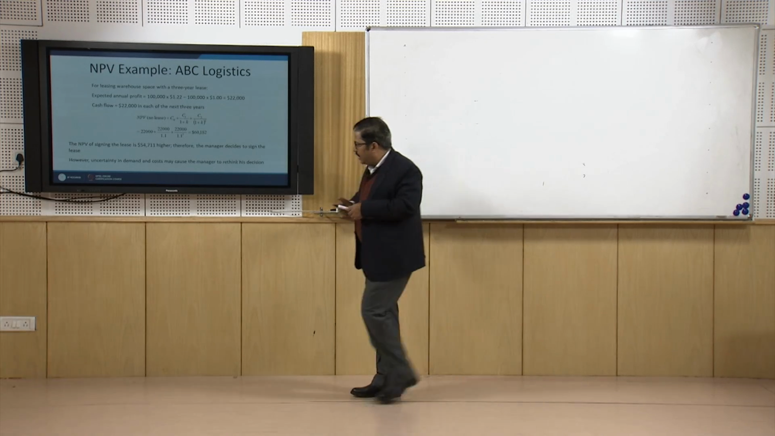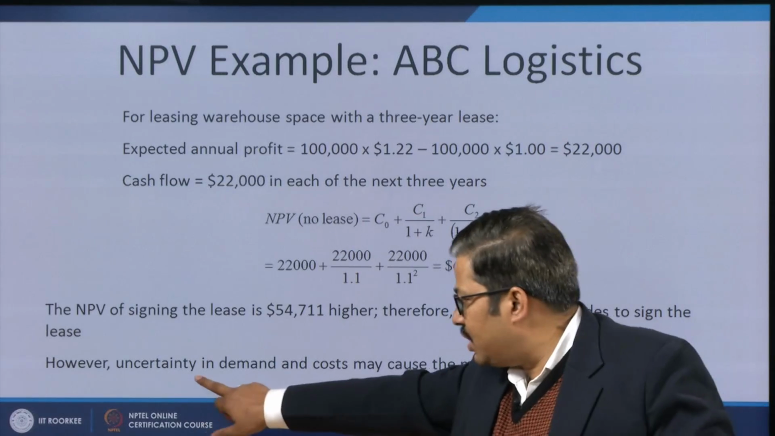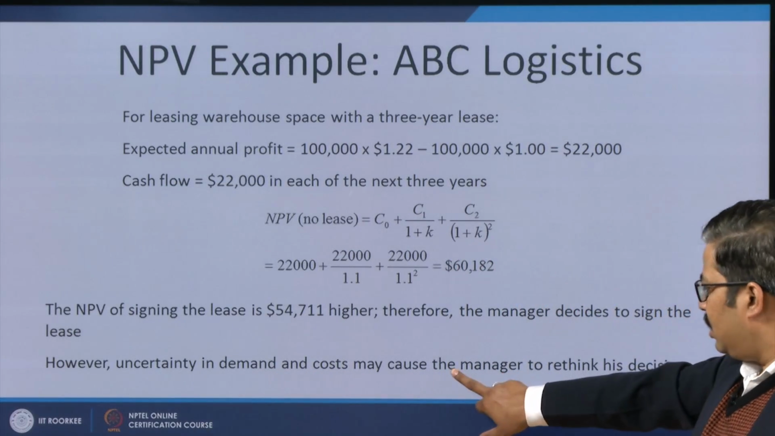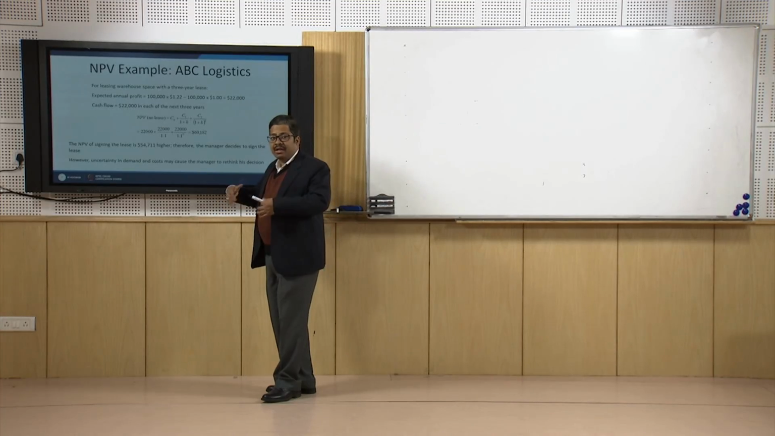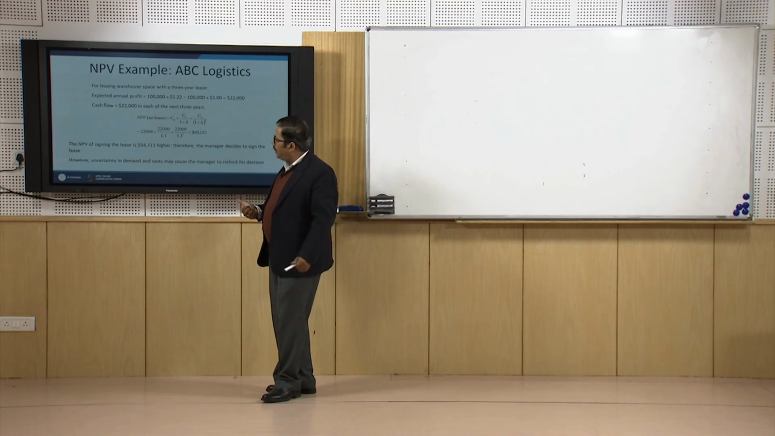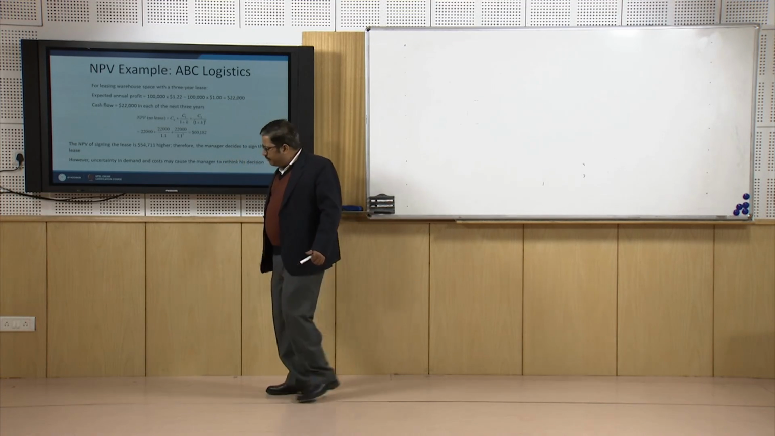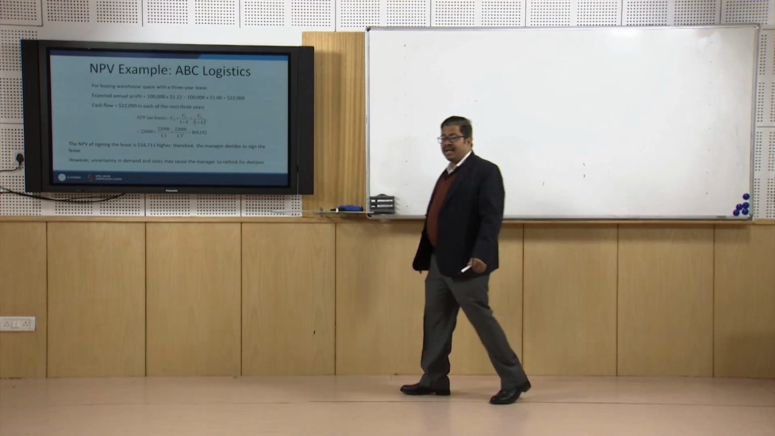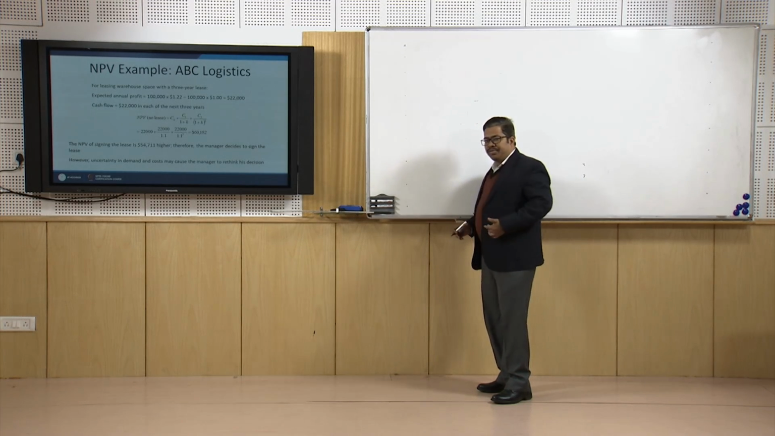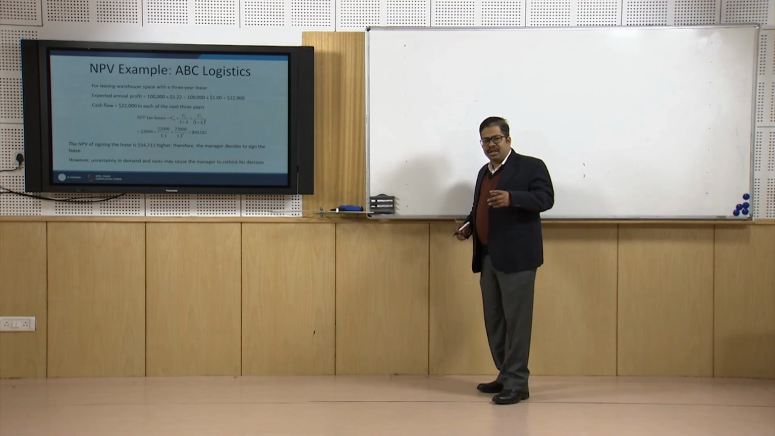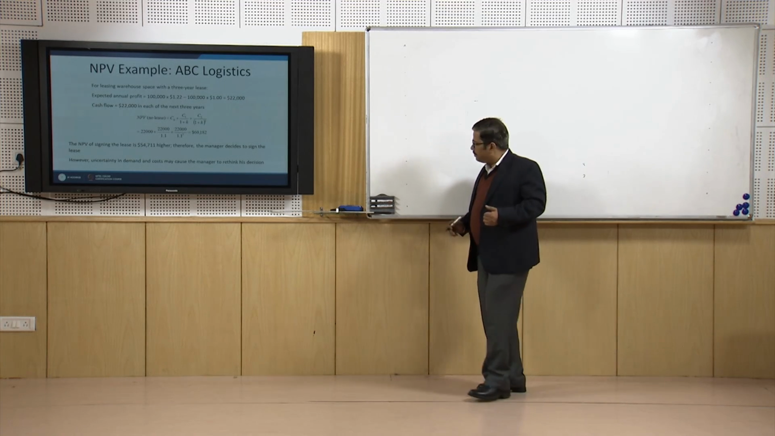In this particular case there is no uncertainty in demand and cost, so there is no need to think much. You can directly calculate and get the answer that leasing is a better option. But in case we have some kind of uncertainty, I am trying to build one case of uncertainty, where we have uncertainty in the demand of the product.